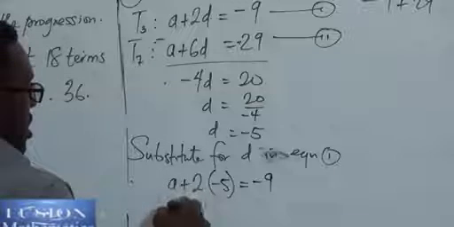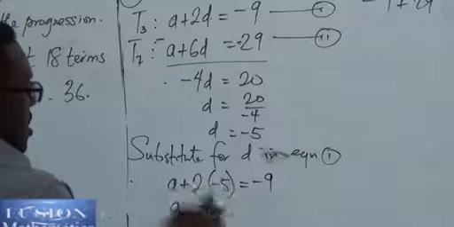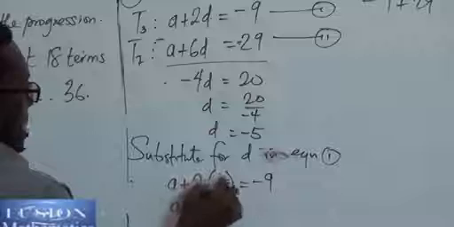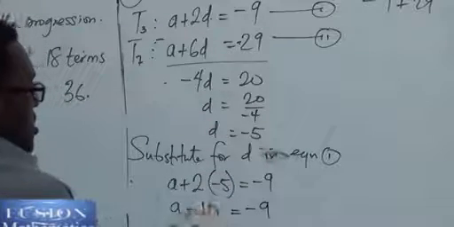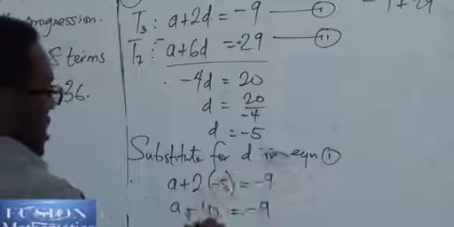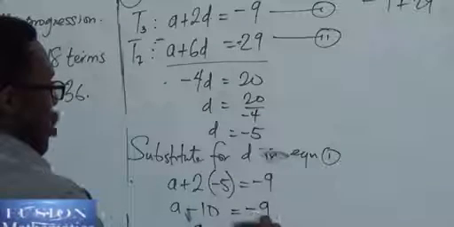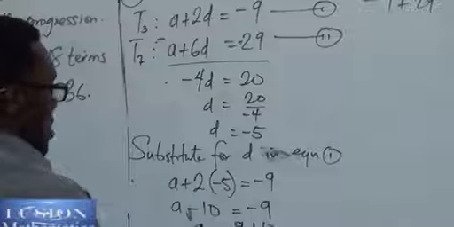When you open it, that will be a minus, because plus 2 times minus 5 will give us minus 10. Then take minus 10 to the other side, so a equals minus 9 plus 10, this will give us 1. So a is equal to 1.